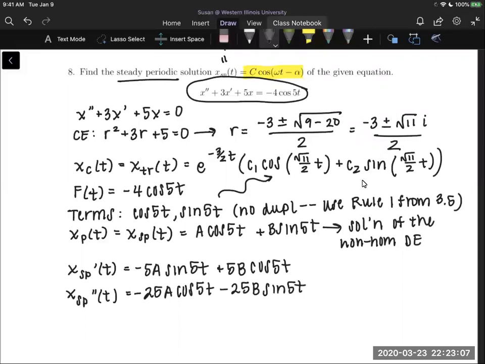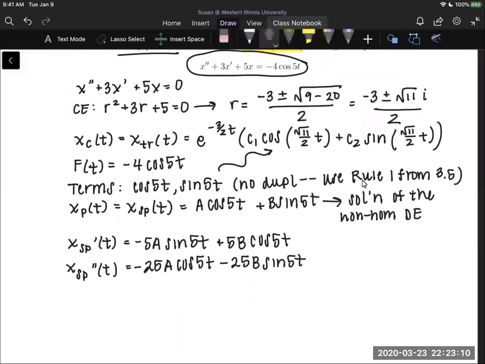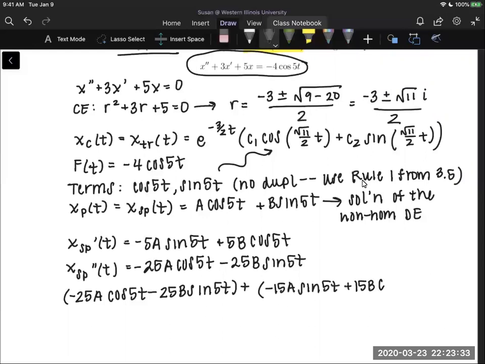So now we have all of the pieces we need to plug it into that original DE. I'll start by taking the second derivative, adding it to 3 times the first derivative, and then finally adding it to 5 times the original. And all of this needs to equal -4 cosine 5t.